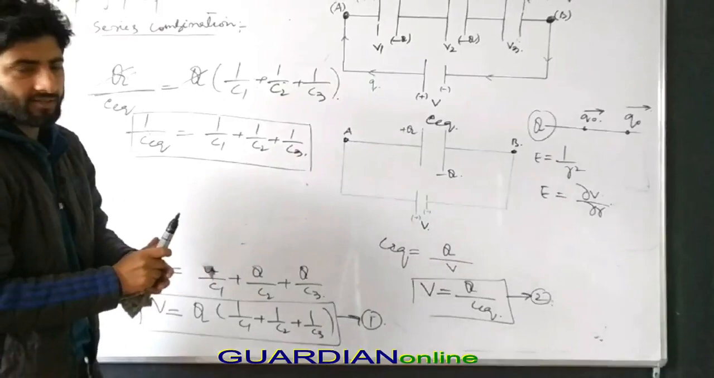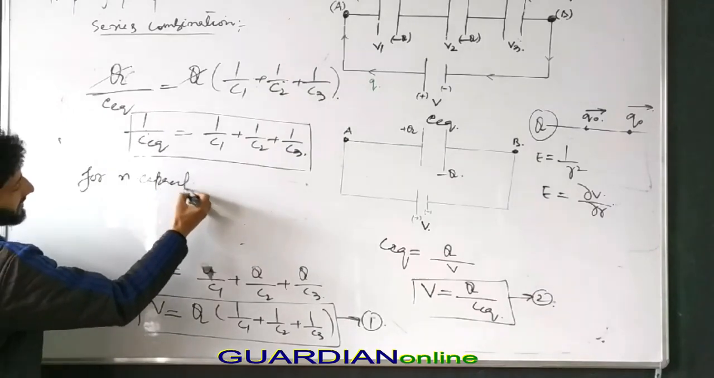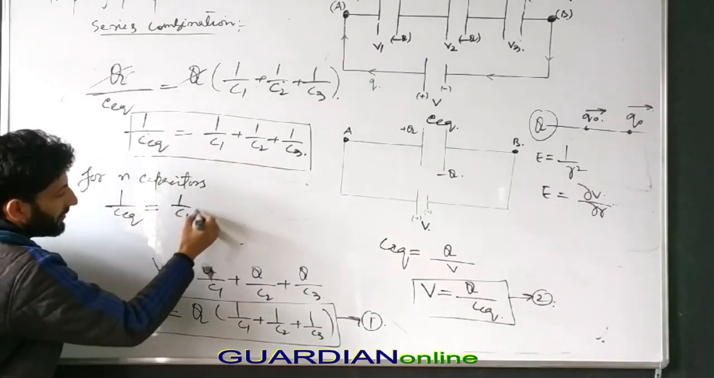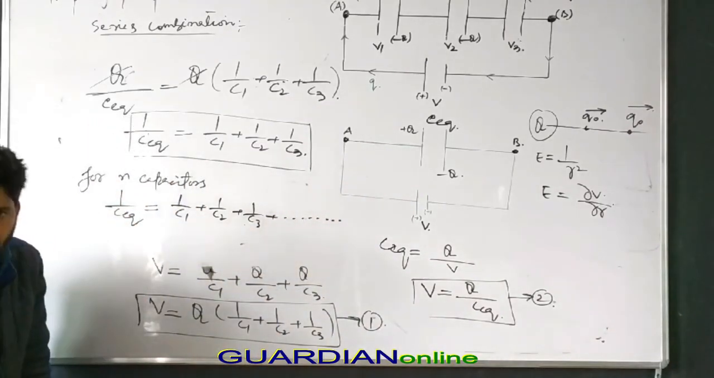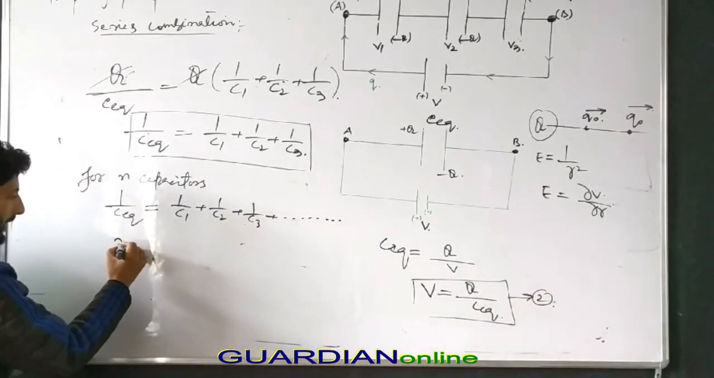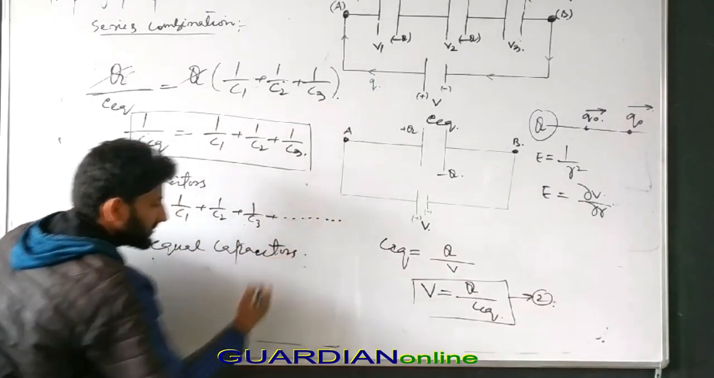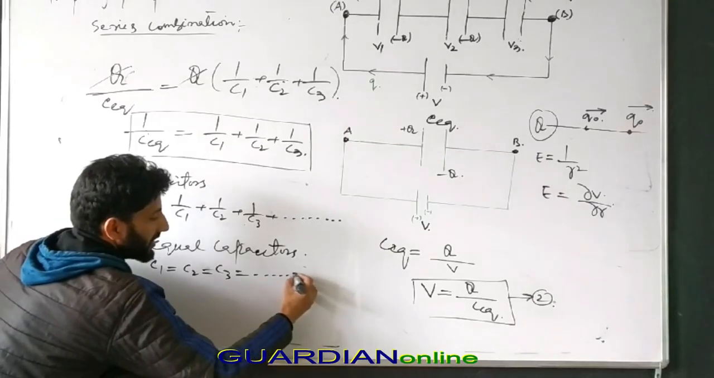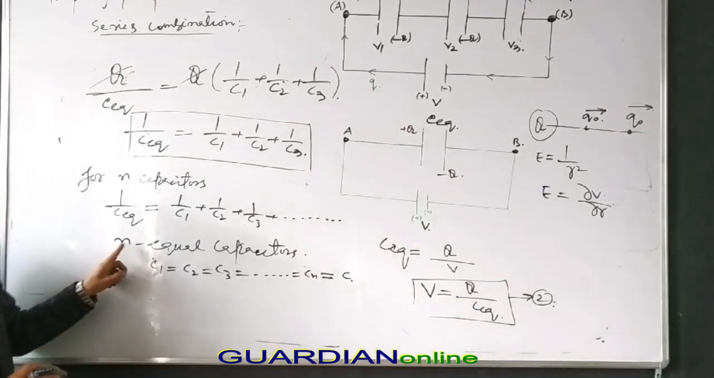Now for n capacitors, what is the relationship? 1 by C equivalent is equal to 1 by C1 plus 1 by C2 plus 1 by C3 and so on. Very good, we have generalized it. Now if we have n equal capacitors, it means C1 equals C2 equals C3 equals and so on up to Cn, all equal to C. That's why we write n equal capacitors.